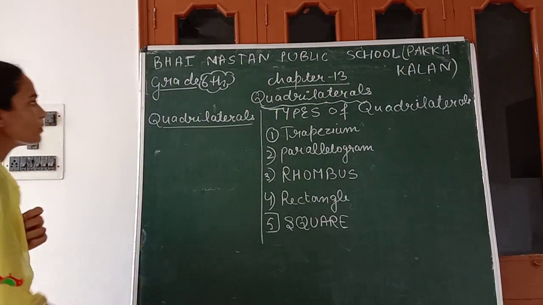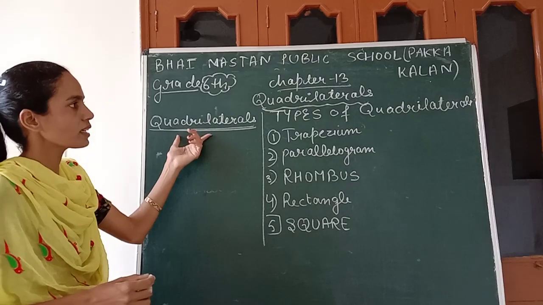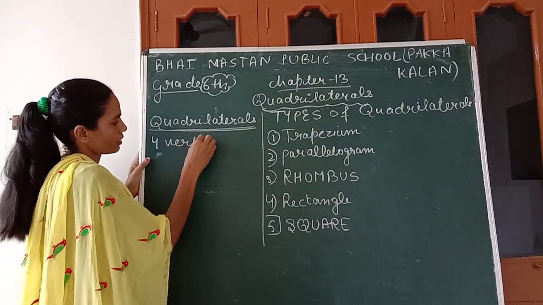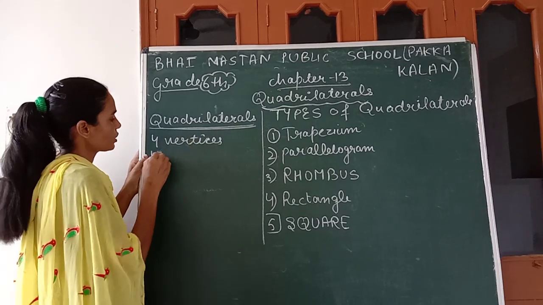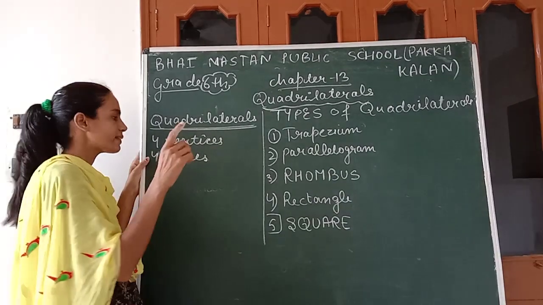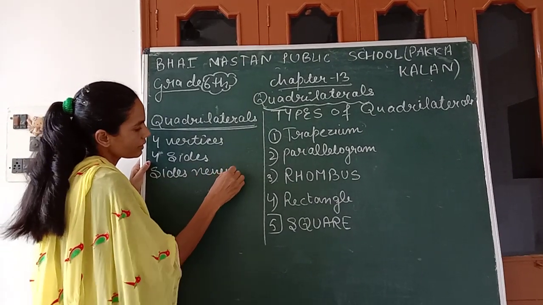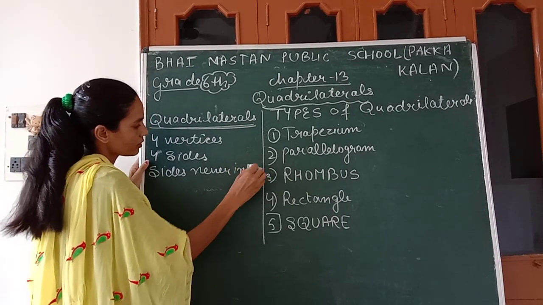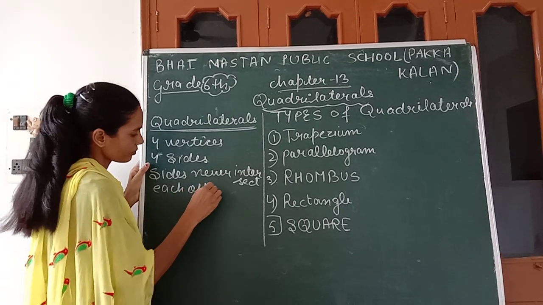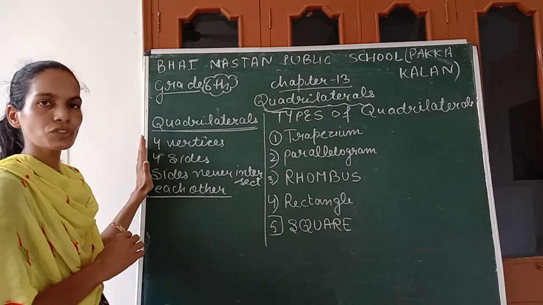So firstly, what is a quadrilateral? A quadrilateral means four vertices, four sides, and the sides never intersect each other. Is it okay? This is the definition of a quadrilateral.